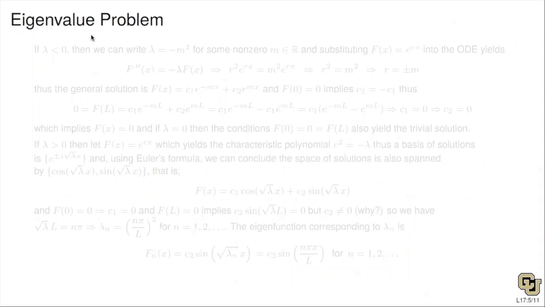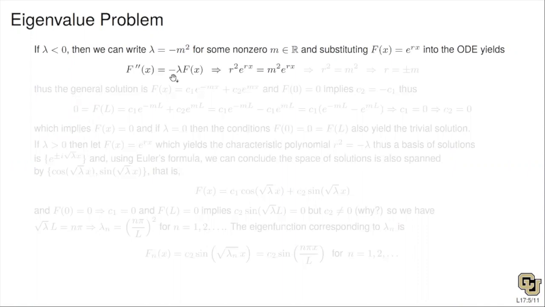It's the same old song and dance, but maybe it's good as a review. So I hope you'll find this boring. Here, I went ahead and did the lambda less than 0 case. I usually skip this. So here, I'm going to let lambda equal negative m squared just to make the notation easier, because lambda is supposed to be negative. And we're going to let f be e to the rx. And then when you substitute it in, you get r squared equals m squared after canceling the non-zero terms here.